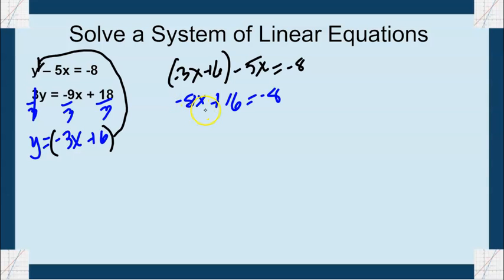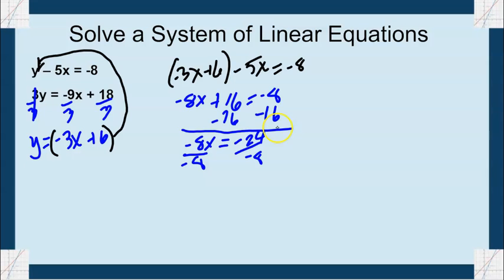I need to get the negative 8x by itself, so I'm going to subtract 16 on both sides. And I'm left with negative 8x equals a negative 24. And to get x by itself, I'm going to divide everything by negative 8. And I'm left with x equaling a positive 3.